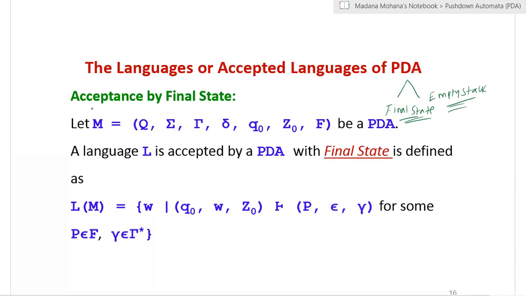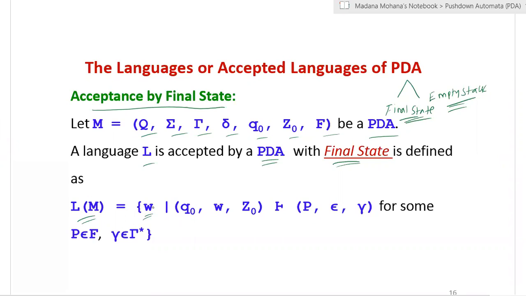Now the first condition, acceptance by final state. How to define it? See the definition. Let M equal to (Q, Sigma, Tau, delta, q naught, Z naught, F), the 7-tuple, be a PDA. A language L is accepted by PDA with the final state. First we will see the final state condition. It is defined as L of M as usual, as in finite automata also, L of M equal to W.